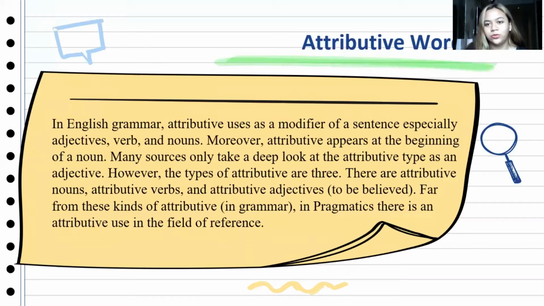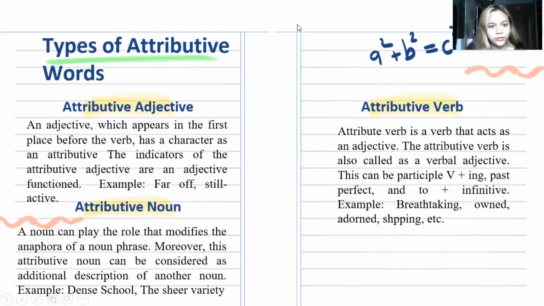So what are attributive words? In English grammar, attributives are used as modifiers in a sentence, especially adjectives, verbs, and nouns. Moreover, attributives appear at the beginning of a noun. Many sources only take a deep look at the attributive type as an adjective. However, there are three types of attributive: nouns, verbs, and adjectives. So here are the types of attributive words.